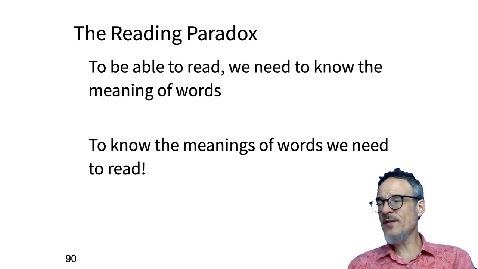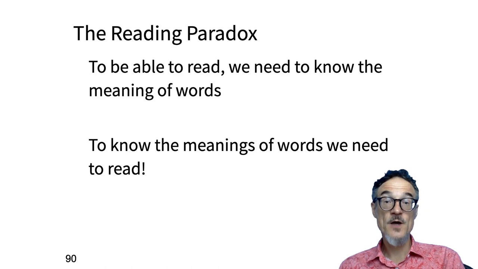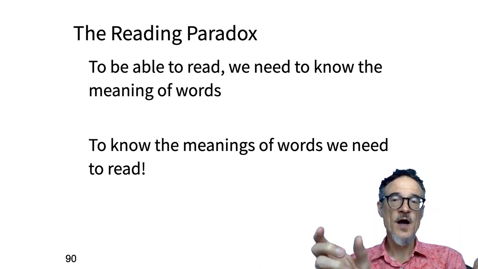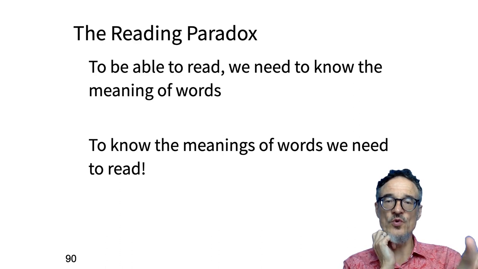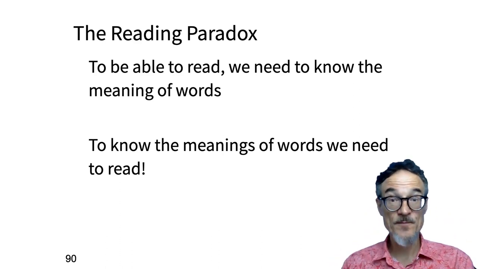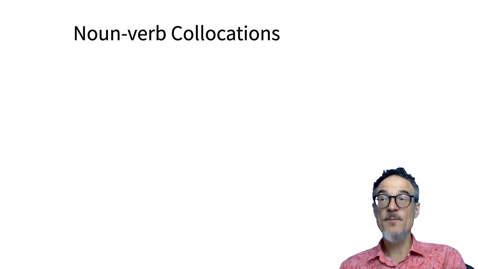So I'm just going to talk a bit about collocation then, because collocation is important. If you're going to read, you need to know not just individual words, but you need to know how the words work together. And this means instead of reading word, word, word, you can start to process words together as groups and as what are called collocations.